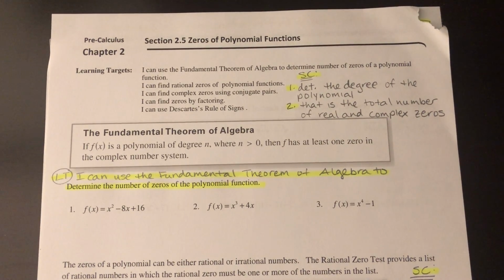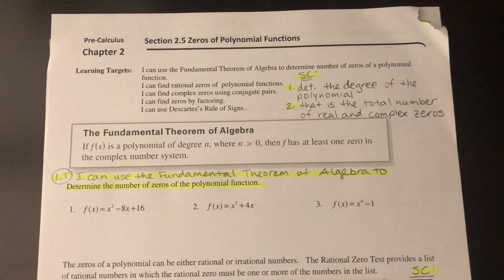All right, moving on to section 2.5, zeros of polynomial functions. So this is the last section before your quiz. After this 2.5, we'll be ready to do a quiz. So let's look at, first of all, we're finding zeros of polynomial functions.